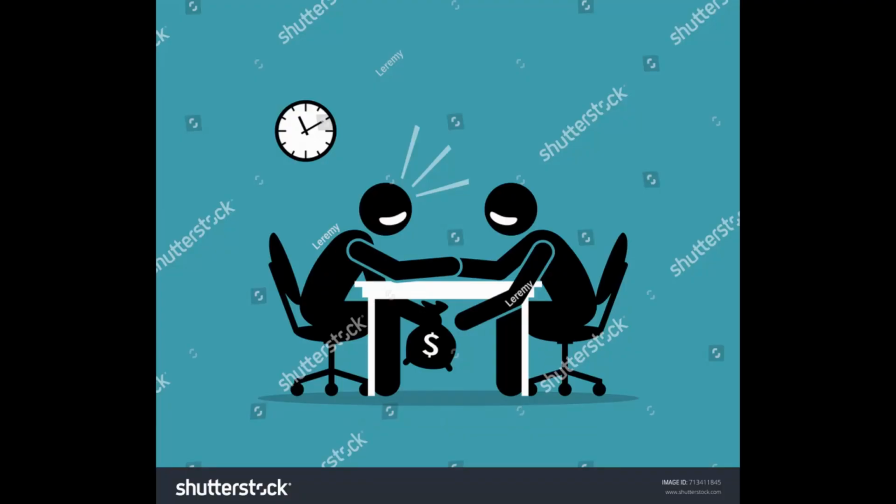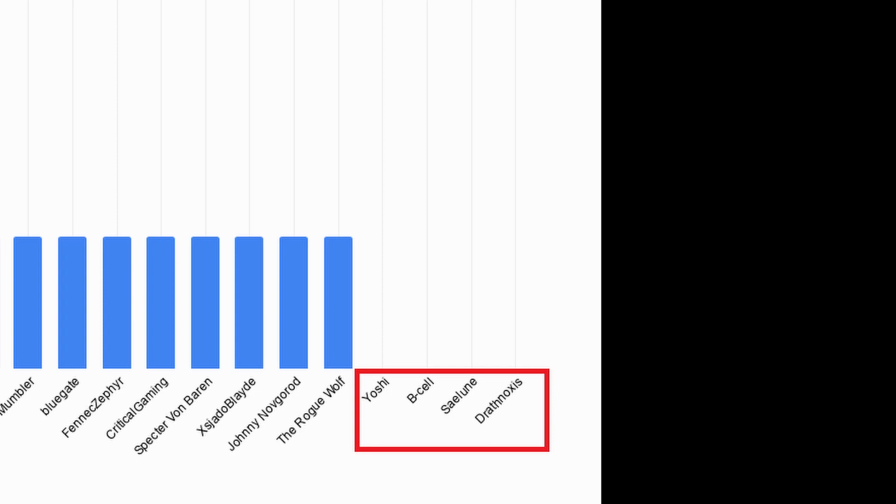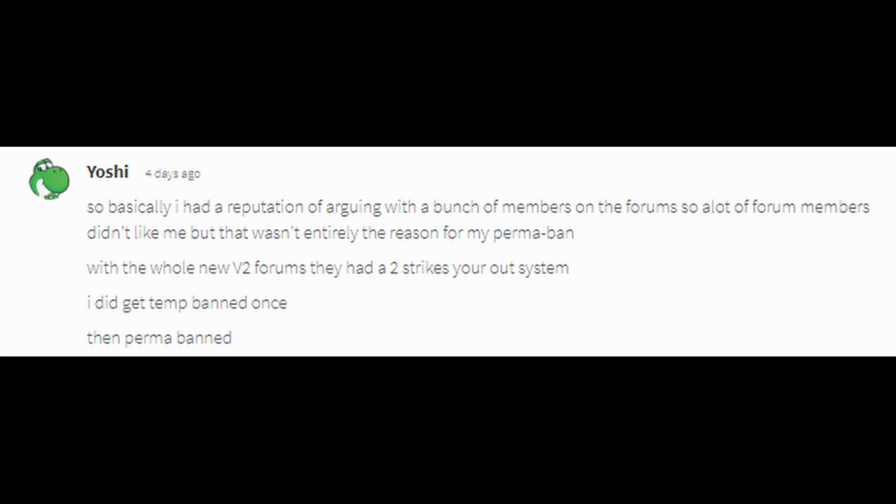Going back to the right side of the graph, I've reached out to Yoshi, Drathnoxus, and B-Cell and gotten their side of the story. I tried to reach out to Saloon, but she declines to comment. Yoshi's experience was a 2 strikes you're out system. His first strike got him temp banned without a formal or informal warning.